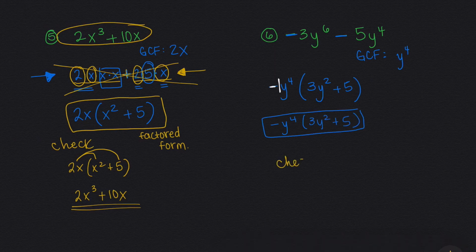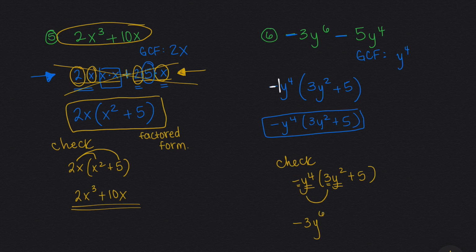Let's see if we did it right. Negative y to the 4th power times 3y squared plus 5. We'll distribute. Here we'll multiply these two terms. Remember the number here is 1. And here we have a 3. So a negative 1 times a positive 3 gives you negative 3. And then a y to the 4 times a y to the 2nd power. Remember when you're multiplying, you add the exponents. 4 plus 2 is 6.